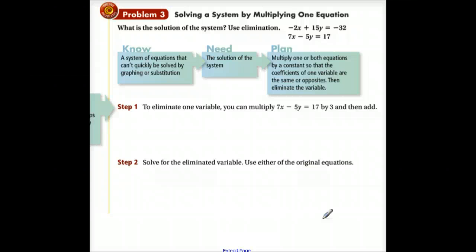Now, problem 3, solving a system by multiplying one equation. If we look at the two equations in this system, there are no coefficients of either of our variables that are the same or opposite. I have negative 2x and 7x, 15y, and negative 5y. What you can do to make the elimination process work is you can multiply one equation by a number so that it matches the other equation. Meaning, this second equation, if I multiply all three parts of the equation by 3, my coefficients will line up.